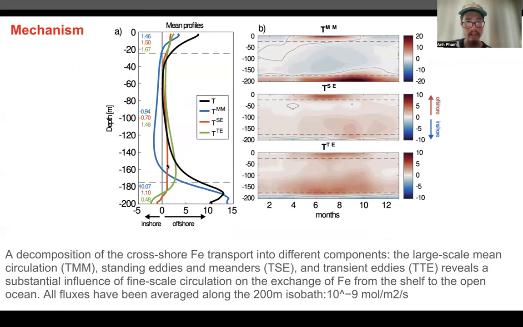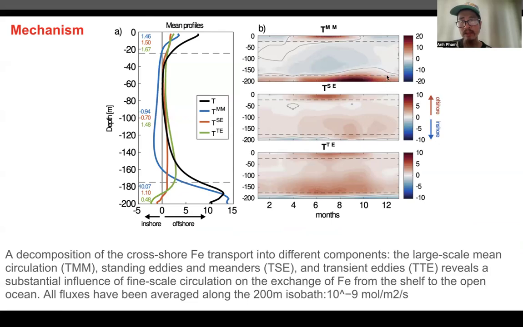The mean ocean circulation is the blue line, and the red line is the contribution from standing eddies, essentially the variation in space of the cross-shore iron transport, and finally the contribution from transient eddies. The green line here is essentially the contribution from the variation in time of the cross-shore iron transport, and we're gonna analyze the contributions from different components as a function of depth and month.